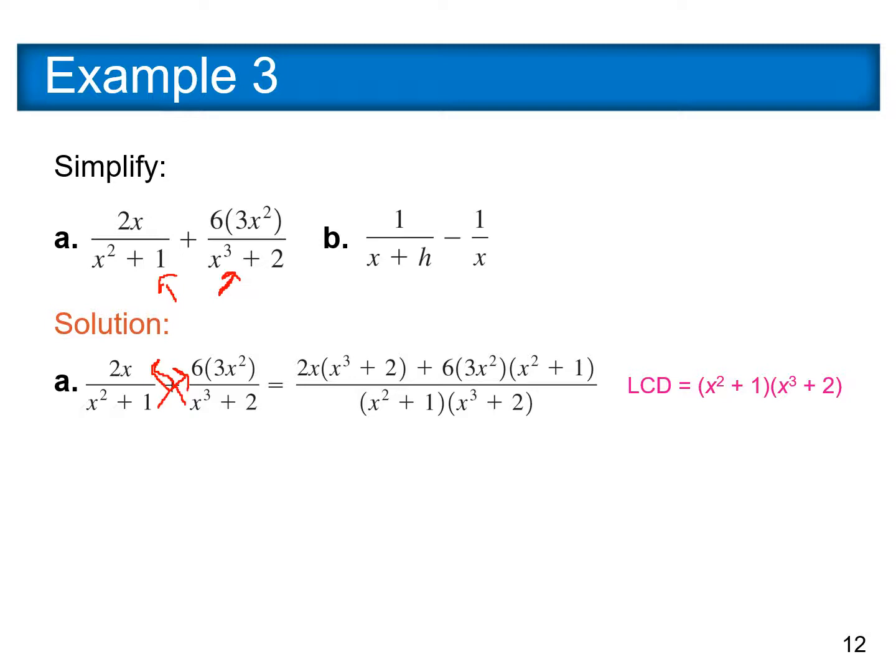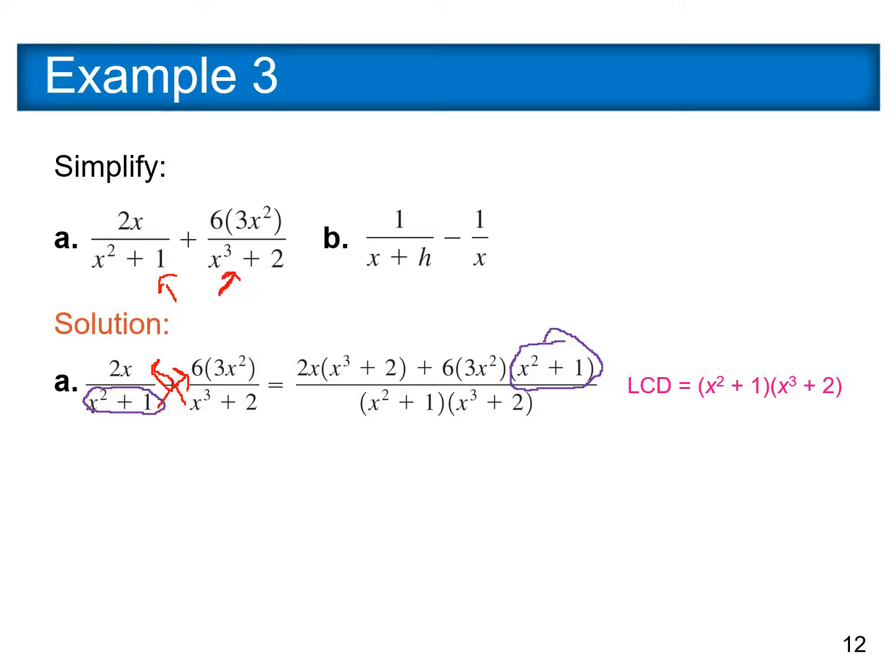So what would you get? You would get 2x times x cubed plus 2, then plus 3x squared times x squared plus 1. So notice that in purple I have the denominator of the first one, and I multiplied it by the numerator of the second one as well. I multiplied by everything on the second one.